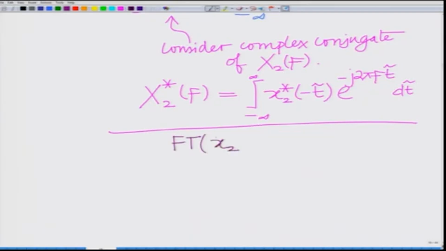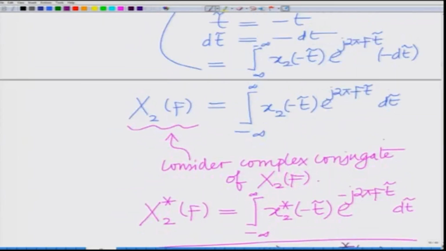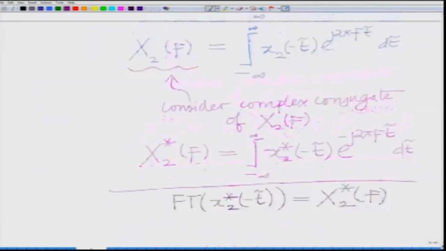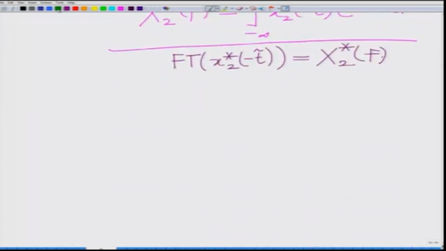That is, the Fourier transform of x2 conjugate of minus t tilde equals x2 conjugate of f. And therefore, what we have over here is that if x2(t) has Fourier transform x2(f), then x2 conjugate of minus t has Fourier transform x2 conjugate of f. Therefore, now we can write the Fourier transform S12(f).